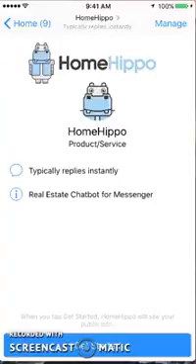This is a real estate chatbot for Facebook Messenger, and let's dig in and see what good information it gives us.